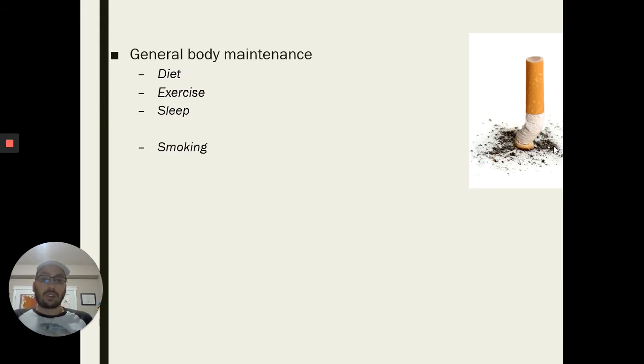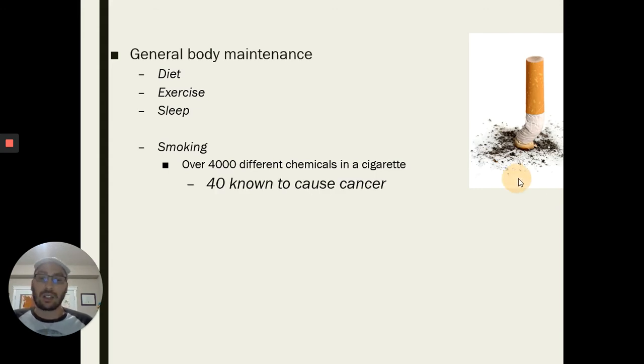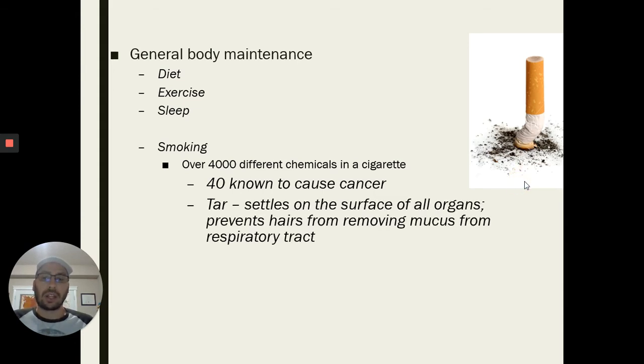And then we also got smoking. Well, we know there's another thing that's going on out there, but we're going to talk about smoking. Smoking has over 4,000 different chemicals in one single cigarette. Out of those 4,000 chemicals, 40 are known to cause cancer. We're going to talk about cancer a little bit later.